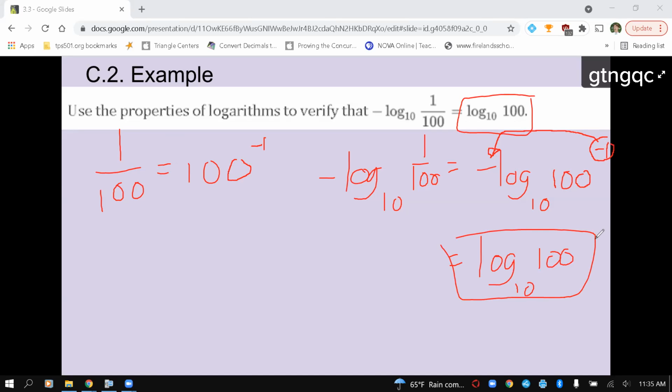So you could show those logarithms are the same in 2 steps. 1, convert your value into a power. And 2, apply the power rule. Whenever you have a power, you just move it in front and multiply. Yay?